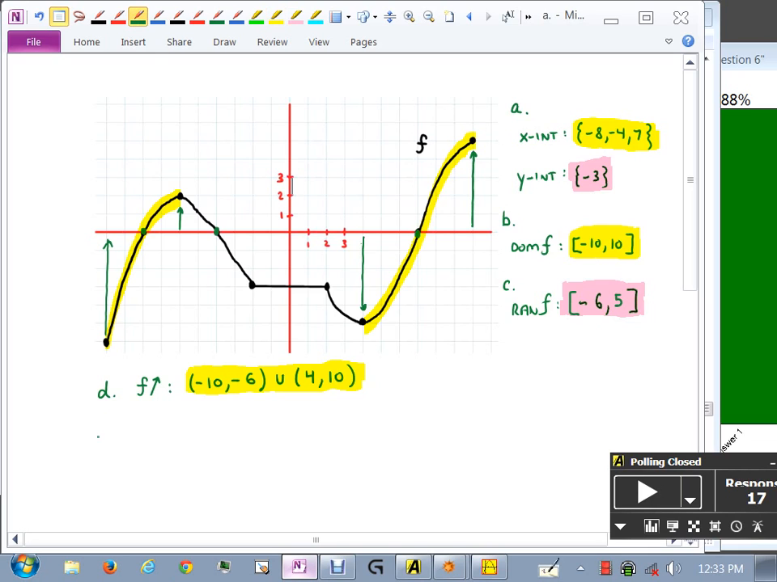E. Where is it decreasing? So that's going to be here to here and here to here. The X values here are -6 to -2, union 2 to 4. Those were X values, so I'm highlighting them.